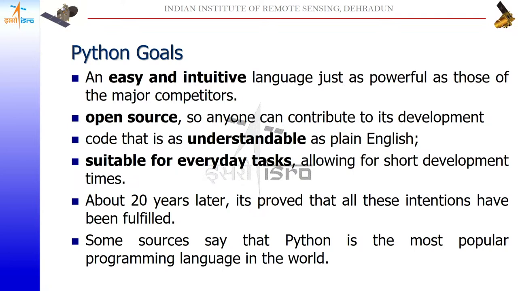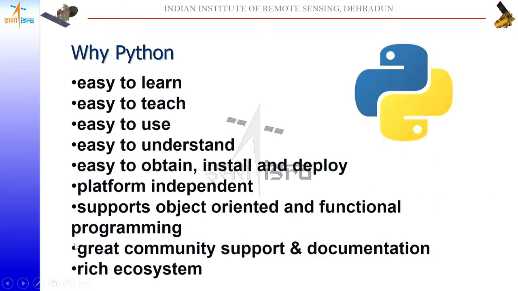Even now some sources say that Python is the most popular programming language. It has surpassed even Java. So most of the programmers in the world are now using Python for their work. Now the question comes: if there are so many programming languages to choose from, then why should we go for Python?